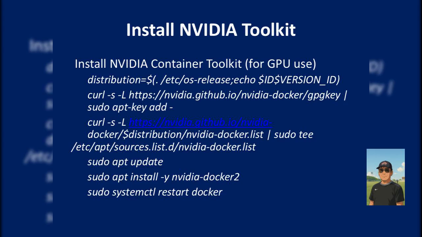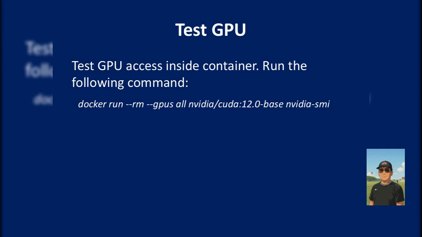For GPU use, install the NVIDIA Container Toolkit. Follow the commands to add the repository, update, and restart Docker. This step is vital for leveraging GPU capabilities. Test your GPU access inside the container by running the specified command. This verifies that your system can utilize GPU resources effectively.